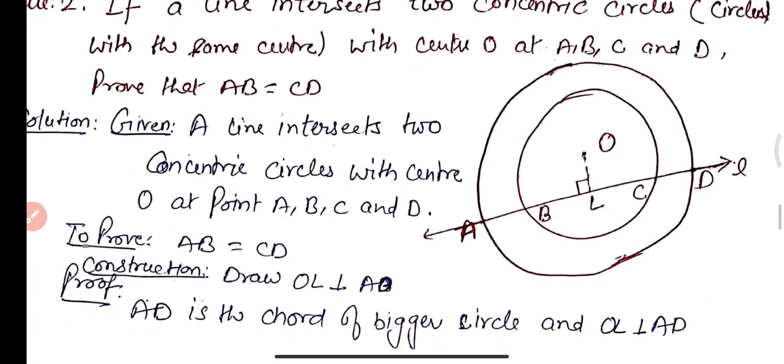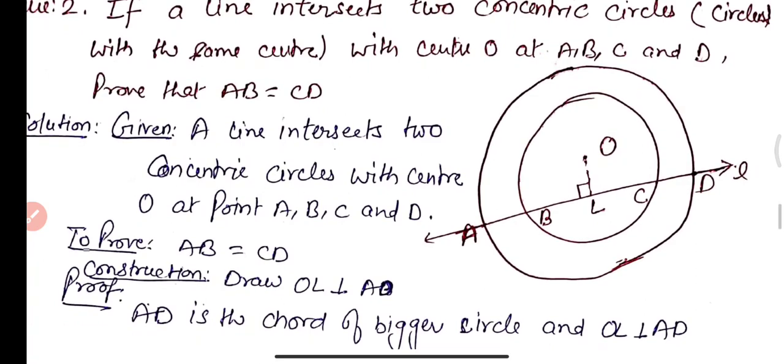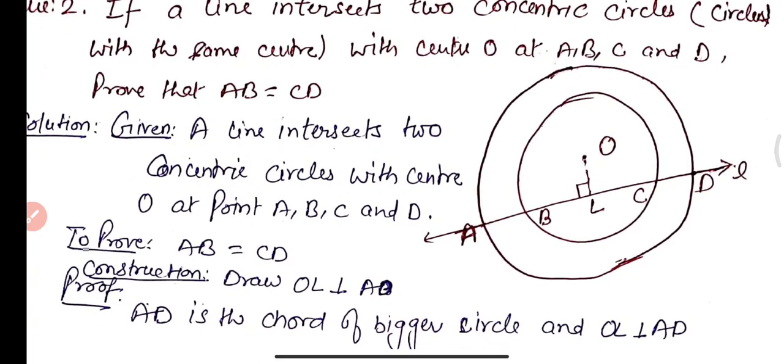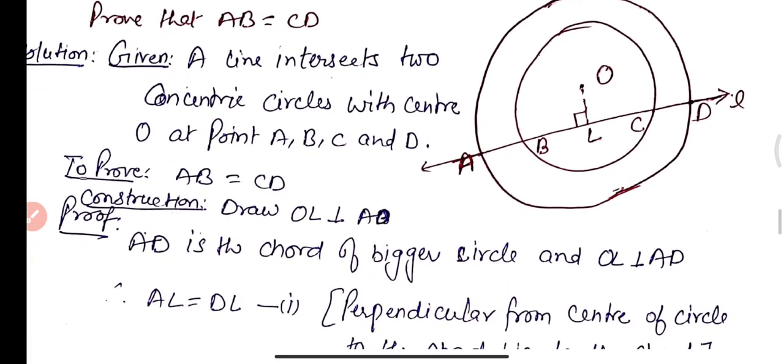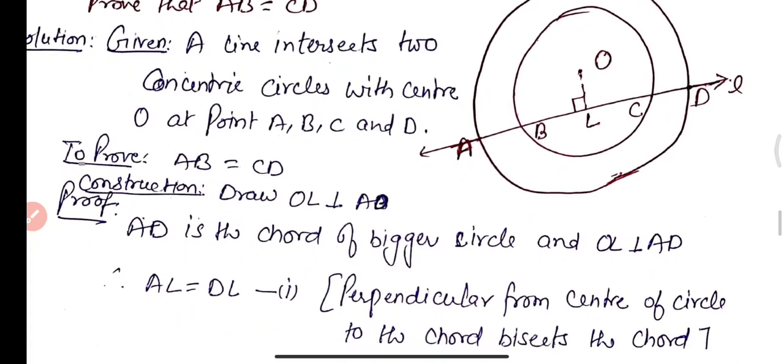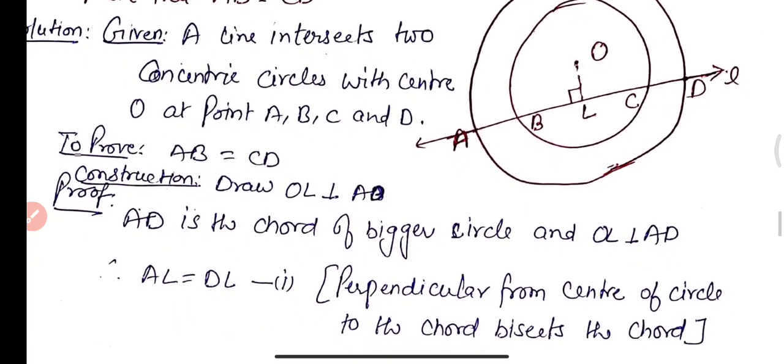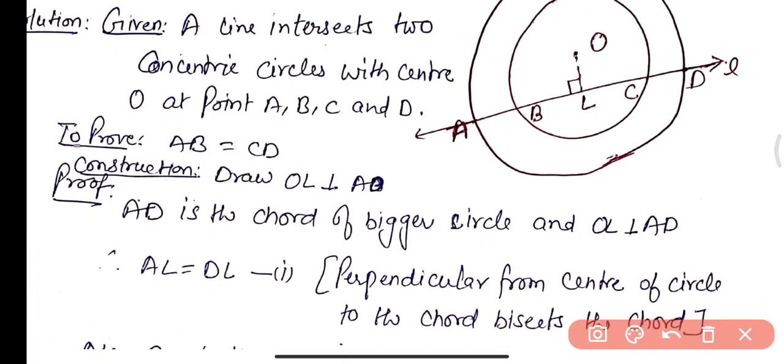So we are given two concentric circles with center O and a line L that intersects these two circles at 4 points A, B, C and D. We need to prove that AB equals CD, this line segment AB equals this line segment CD. Now do a construction, that is draw perpendicular OL to the line segment, or you can say chord AD.